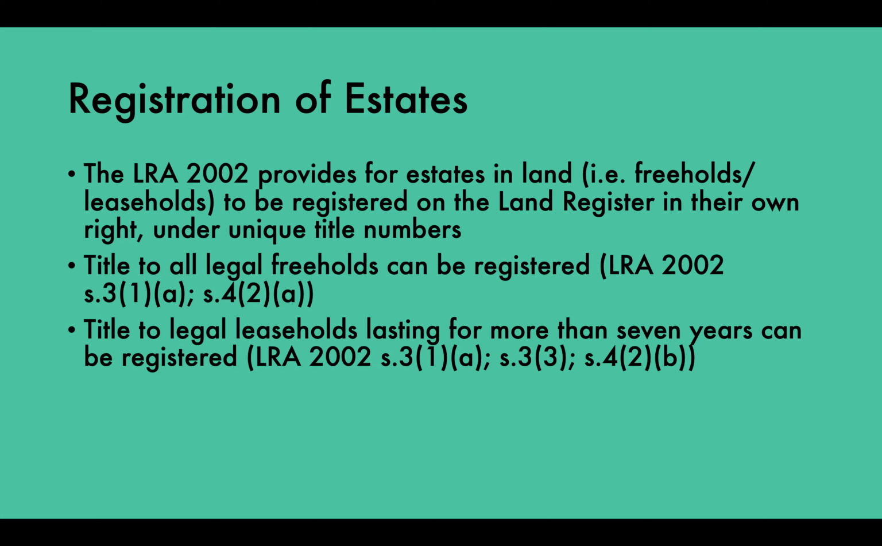The restriction to leaseholds lasting more than 7 years is really for practical reasons. It's to prevent the register being overwhelmed by entries relating to shorter leases. It is likely that this will be extended to even shorter leases in the future when electronic conveyancing is fully introduced, but we're not quite there yet.